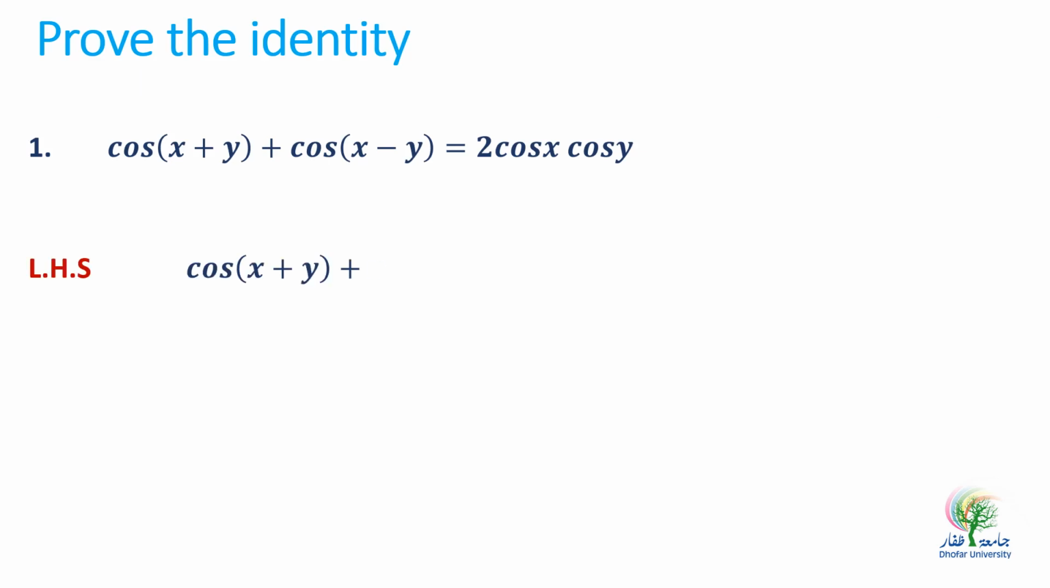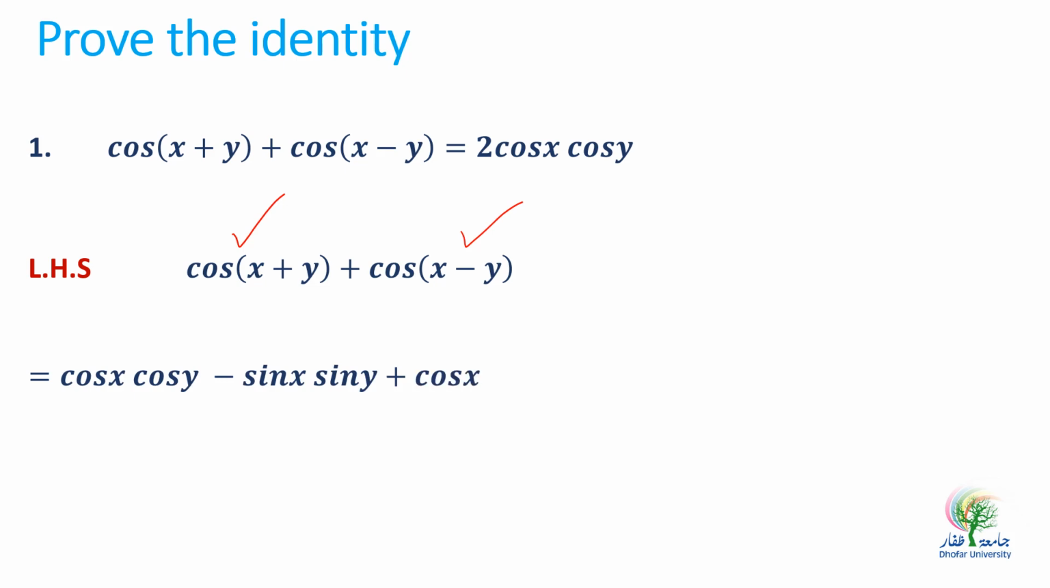Prove the identity. Whenever we say prove, we have two sides. Again, we will choose the left hand side and prove the right hand side. But here we are using the addition and subtraction formulas. So cosine(x plus y) and cosine(x minus y), we know the rule. Just open it using the rule.